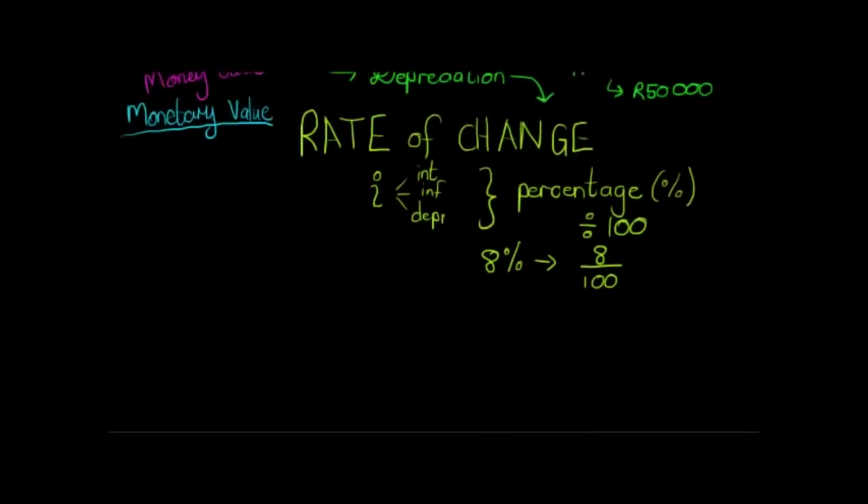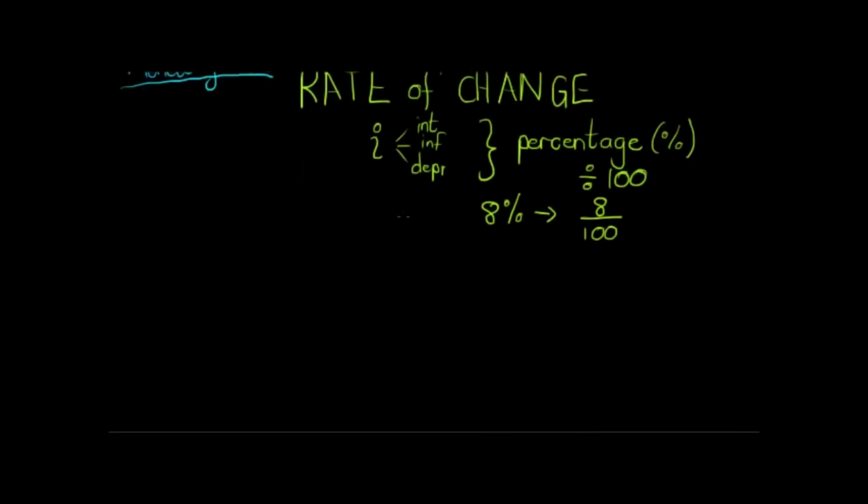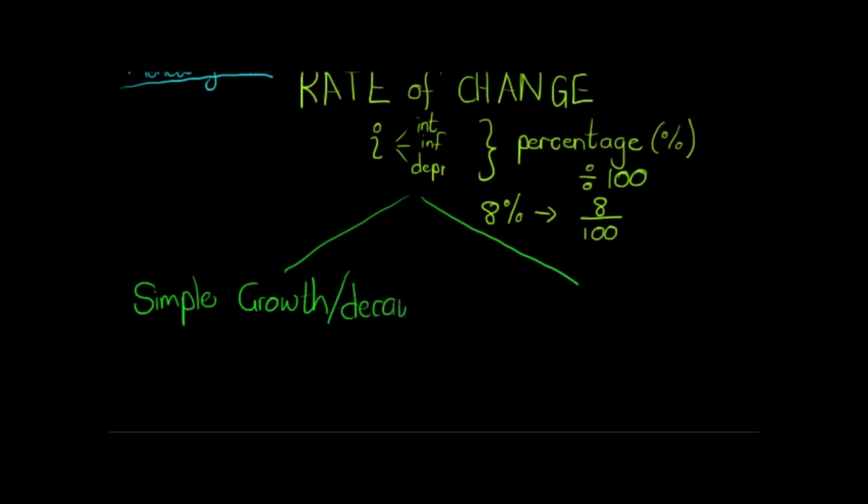Okay, now with that in mind, we get two types of changes. Okay, so obviously something can grow or something can depreciate. We're going to use growth and decay. Okay, and we can get simple growth and or decay. Okay, decay just means it decreases over time, or we can get compound growth or decay.